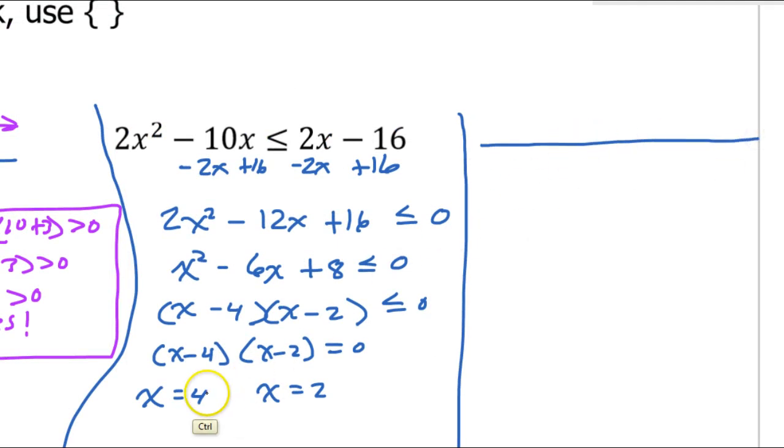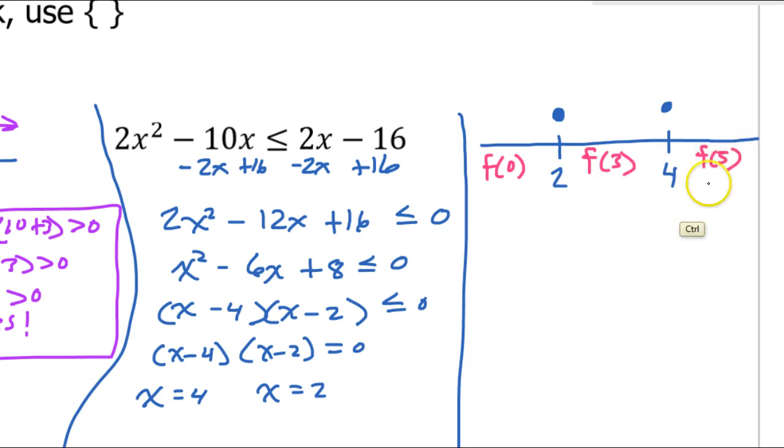Okay, let's see. So I've got 2 and 4. All right. These are going to be closed circles this time because of the or equal to part of it. So closed circles. So I'm going to check f at 0, f at 3, and f at 5, and see what I get for each one of those.